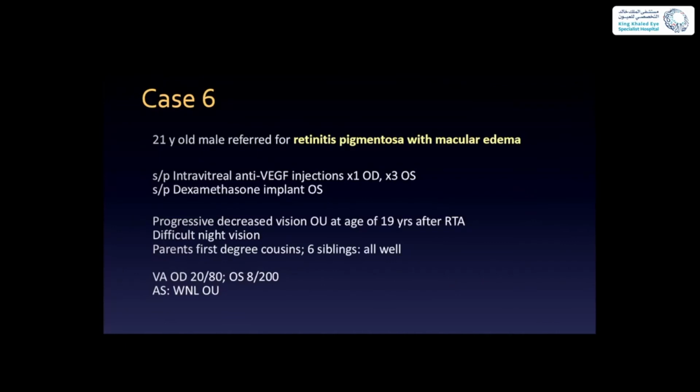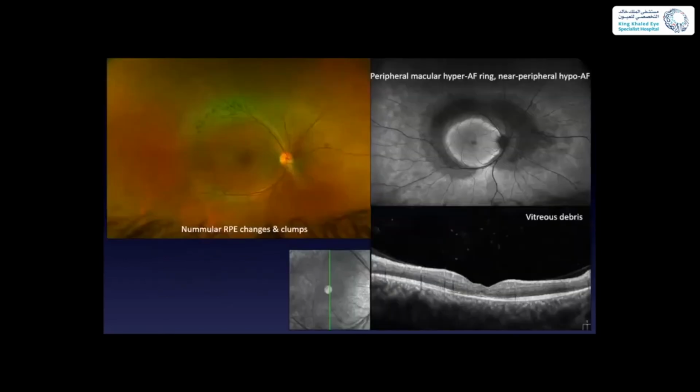ophthalmological problems. His visual acuity in the right eye was 20/80, and in the left eye was 8/200, and his anterior segments were normal. When we took a picture, this is what we saw. We saw definitely some pigmentation in the mid-periphery and in the near periphery, but what caught the attention was that there were no bone spicules. These were clumps. These were deep hyperpigmented retinal pigmented clumps.